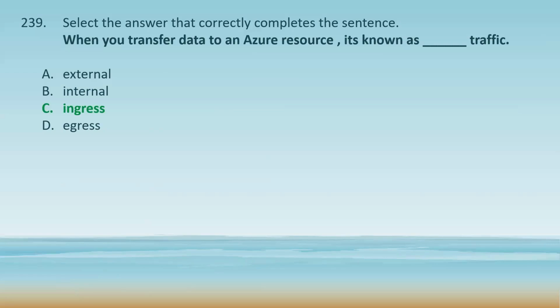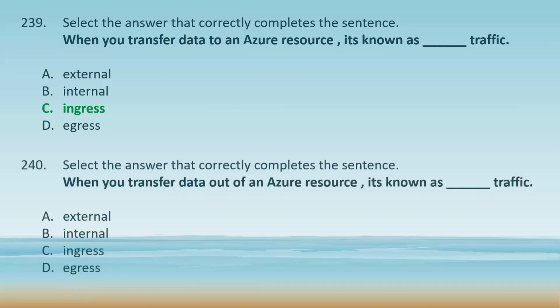Let's look at another similar question. When you transfer data out of an Azure resource, it's known as dash traffic. Your options are again external, internal, ingress, and egress. And the correct answer in this case is egress. So folks, you would have seen just a small variation in the question changes the correct answer. So as I always say, don't try to learn the questions, rather understand the logic behind it.